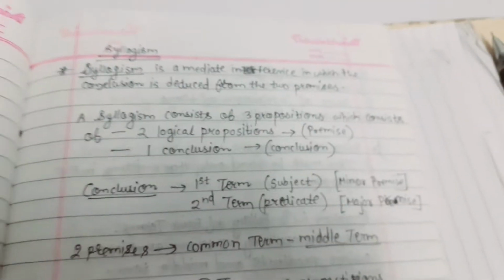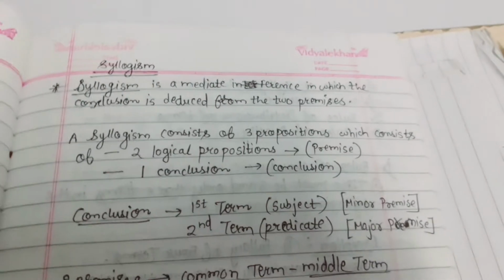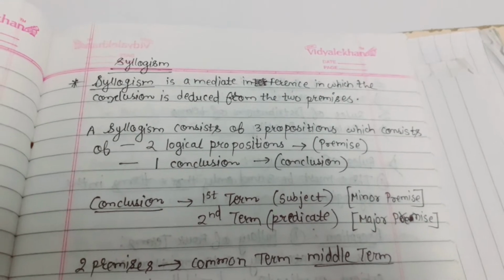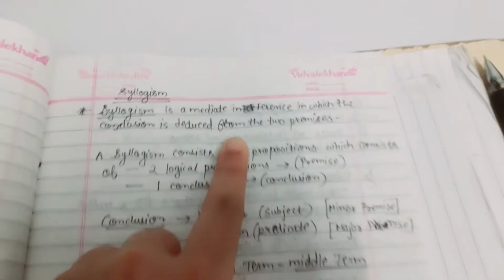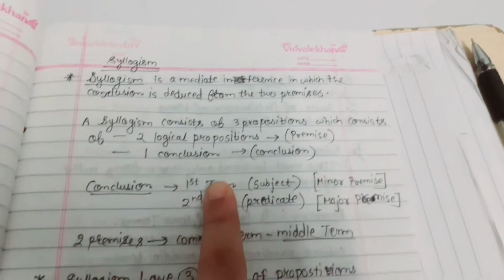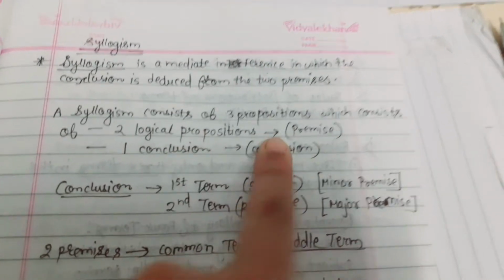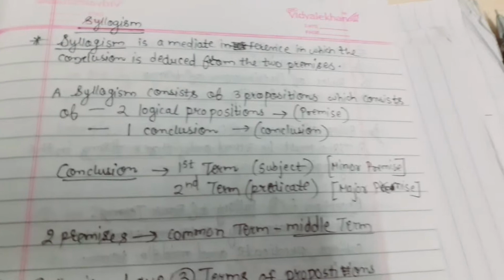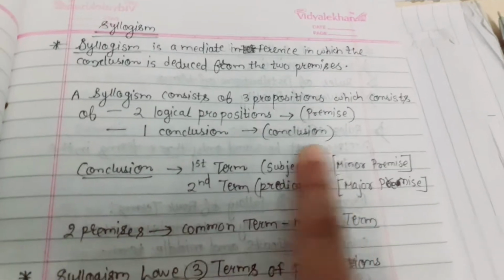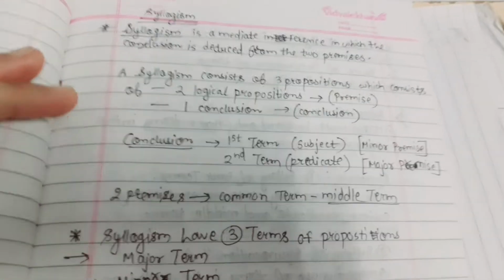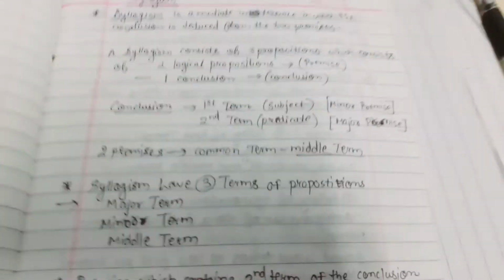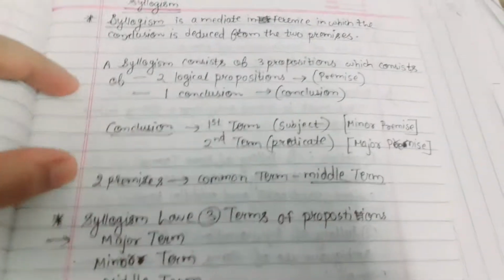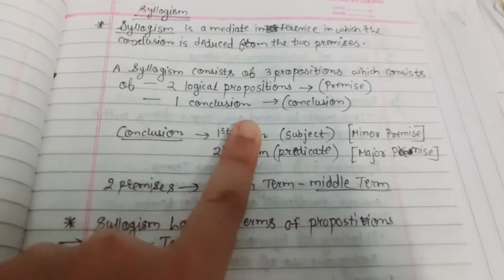Syllogism is a mediate inference in which the conclusion is deduced from two premises. A syllogism consists of three propositions: two logical propositions called premises, and one conclusion. Means there are three sentences. Take the example. The first two sentences are called premises, and the third is called the conclusion.